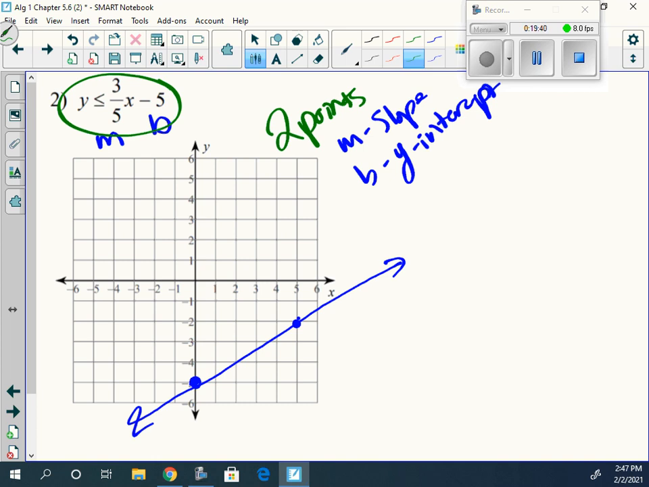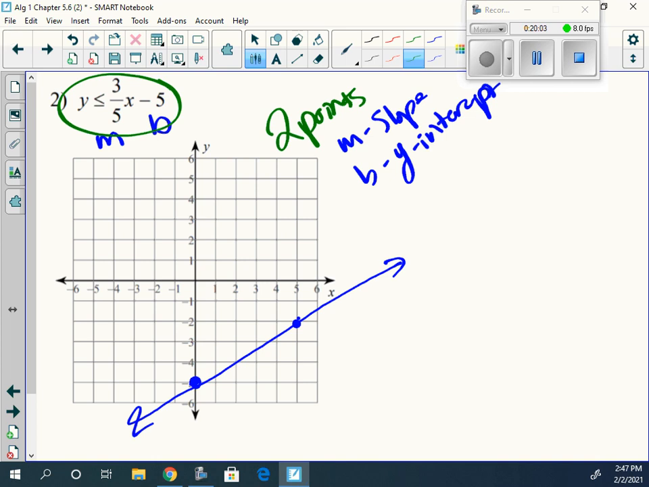So the y-intercept is always going to be right here on the y-axis, up and down. Since it's negative 5, we go down to negative 5. Because we have a positive 3/5, we're going to go up and over to the right. Since it's positive, it should be increasing as we read it from left to right. If it's negative, it should be decreasing from left to right.